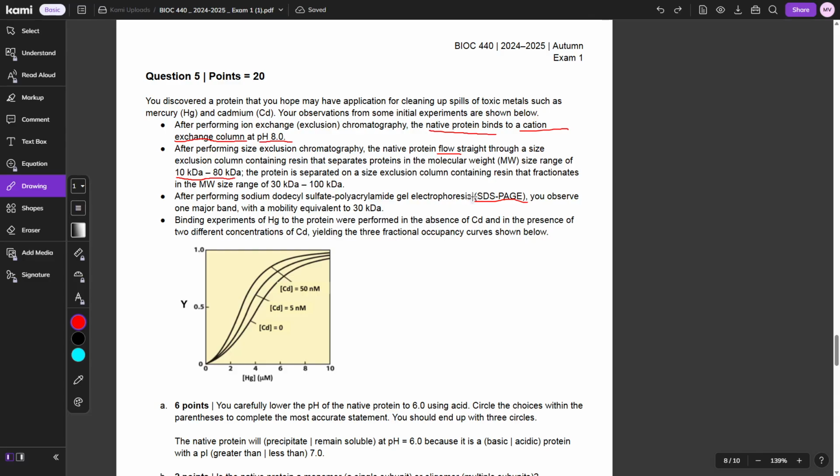And remember what SDS-PAGE does: it denatures the subunits. They didn't say reducing conditions, so it's not from disulfide bonds, but it's separated based off of other interactions. Does that make sense? Yeah, they're a bit mean. Does that make sense, guys? This is a hard question.